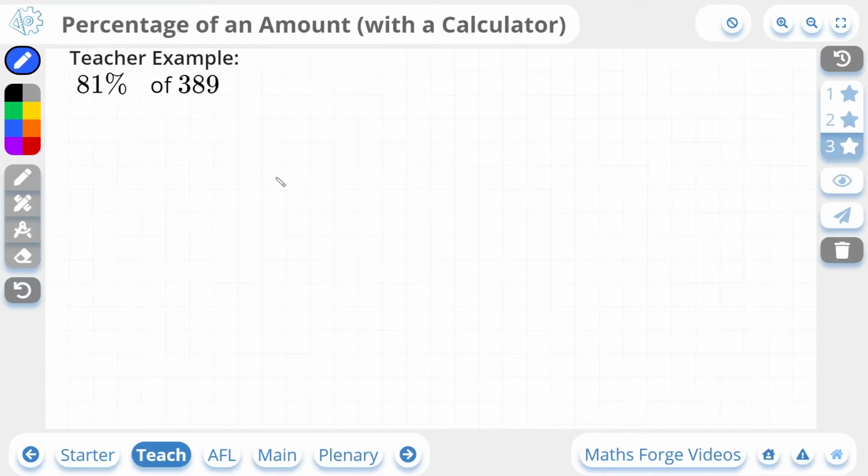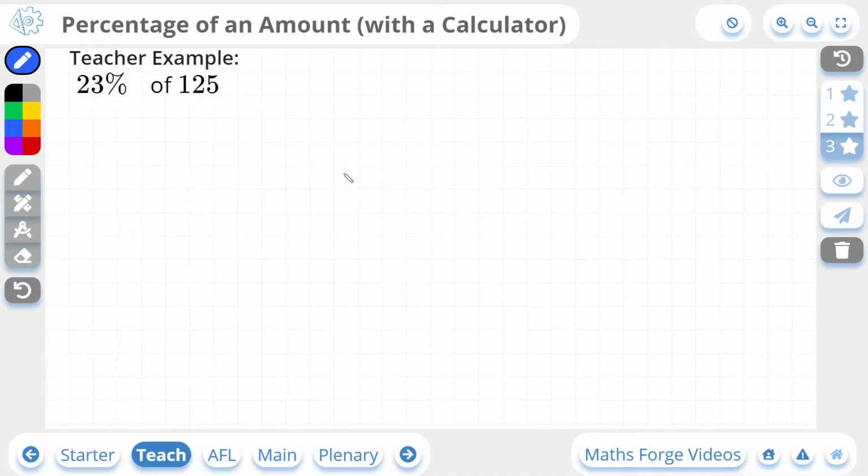Now we're going to do a three-star example. Here we're finding 81% of 389. So the multiplier to find 81% of a number is going to be found by doing 81 over 100. And then we're going to multiply this onto 389. 81 over 100 gives us a multiplier of 0.81. And if we multiply this by 389, we get an answer of 315.09. And if we check our answer, there it is.